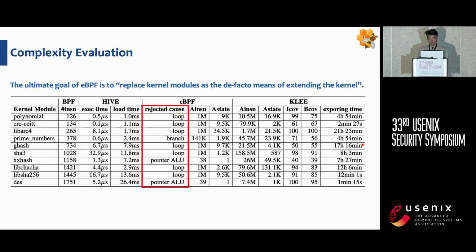At last, we perform the complexity evaluation. Because as the kernel developers claimed, the goal of eBPF is to replace kernel modules. But now no kernel module can be replaced because of the capability issue. We compiled 10 kernel modules into BPF programs, and all of them are rejected by the verifier because they have, like, unbounded loops or too many branches. Then we run them successfully in HIVE.